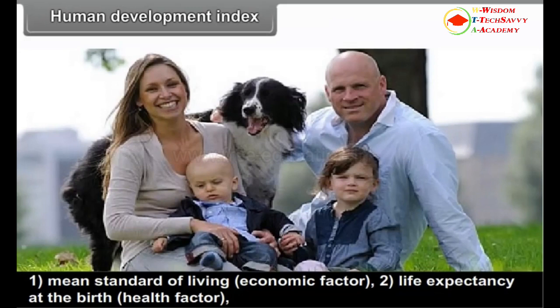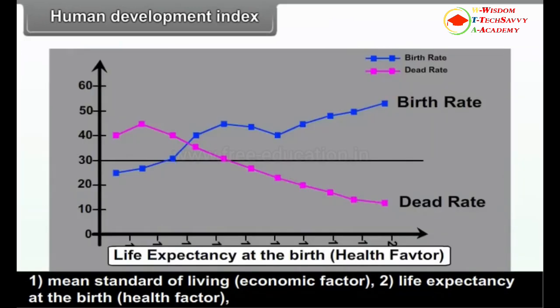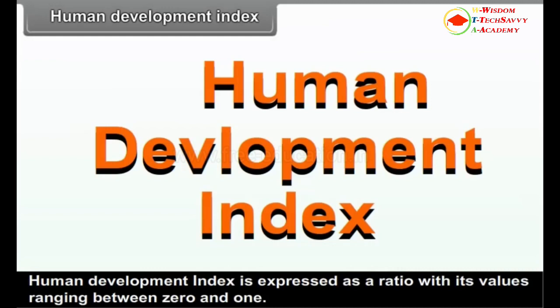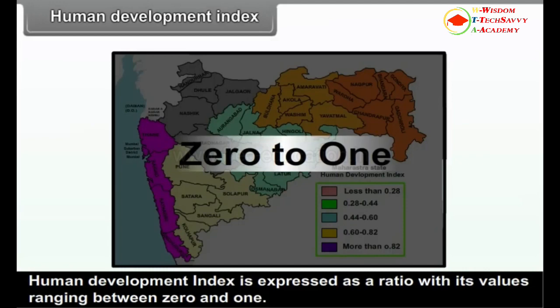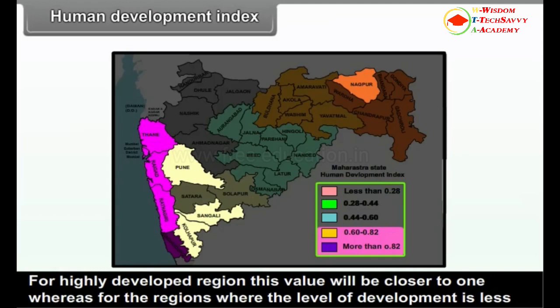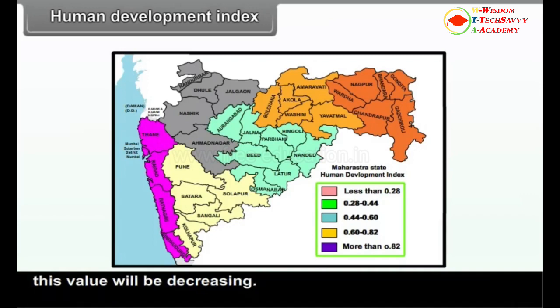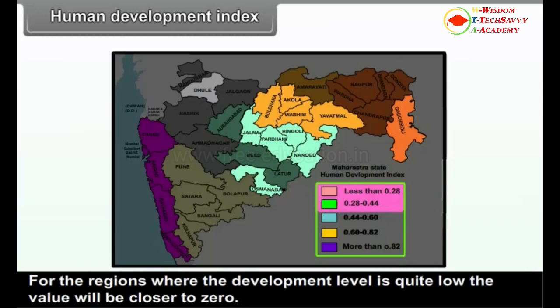Mean standard of living, economic factor. Life expectancy at birth, health factor. Duration of education, social factor. Human Development Index is expressed as a ratio with its values ranging between 0 and 1. For highly developed region, this value will be closer to 1, whereas for the regions where the level of development is less, this value will be decreasing. For the regions where the development level is quite low, the value will be closer to 0.